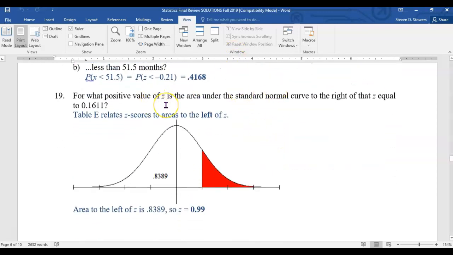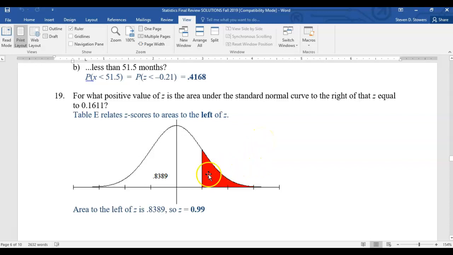For what positive value of z is the area under the standard normal curve to the right of that z equal to 0.1611? So I'm trying to figure out, what does z have to be? Where along the z-axis would I be? It would be somewhere in this half, because it does say a positive z value, but there's some z over here greater than 0 where the area under this bell-shaped curve to the right of that z, the part I've got shaded in red here, is equal to 0.1611. That is about 16% of the whole thing.